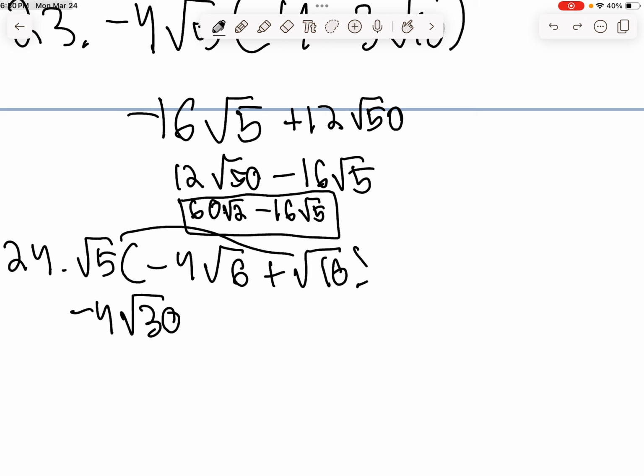Oops. Which is plus 50. I'll rewrite it again. I'm not going to explain it because we just did. This is 5 times the square root of 2. Just trust me.